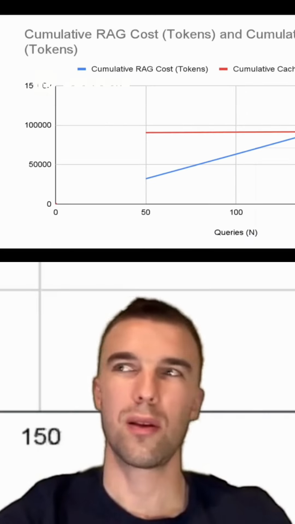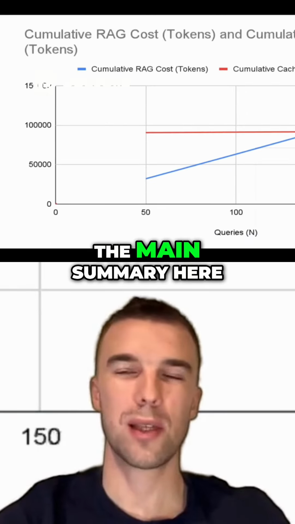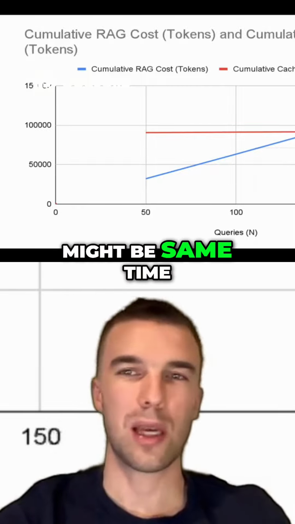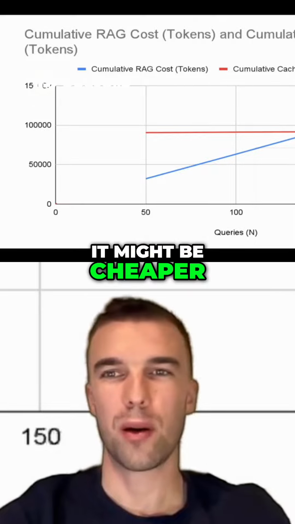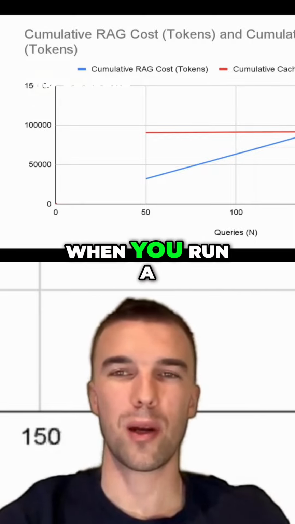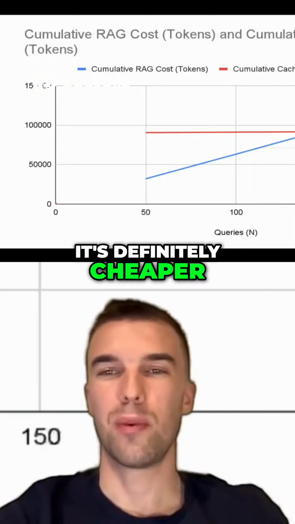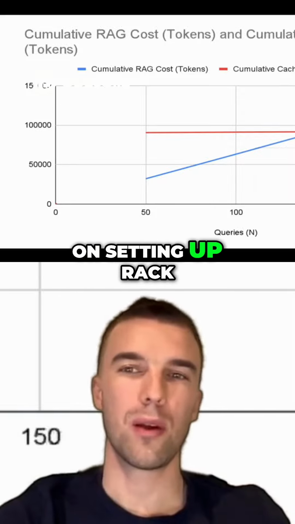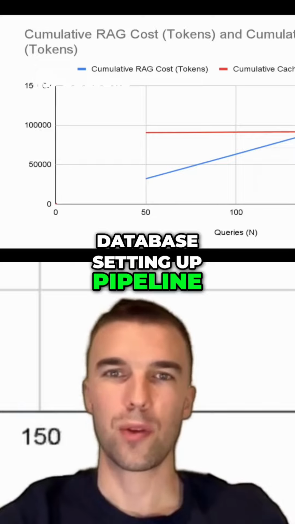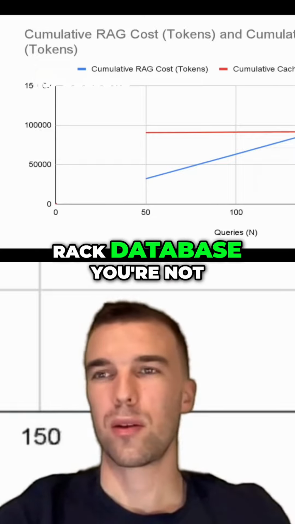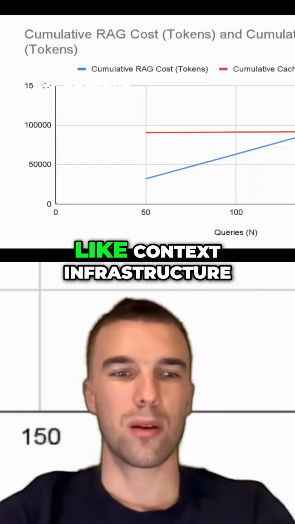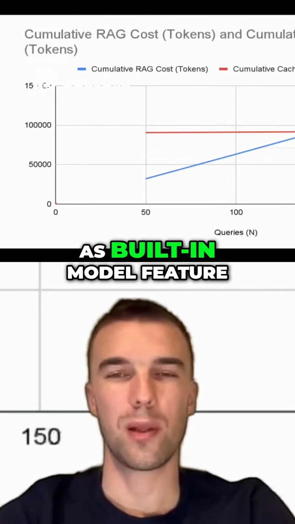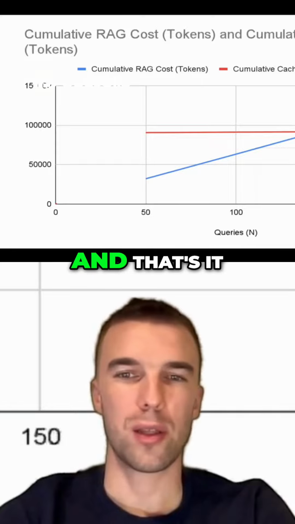queries. But the main summary here is the following: context caching is usually slower, might be the same time. It might be cheaper with small documents, but when you run a lot of queries, and it's definitely cheaper in development cost, because you're not spending time on setting up a RAG database, setting up a pipeline to create data for the RAG database. You're not setting up complex infrastructure. You just use an existing model.